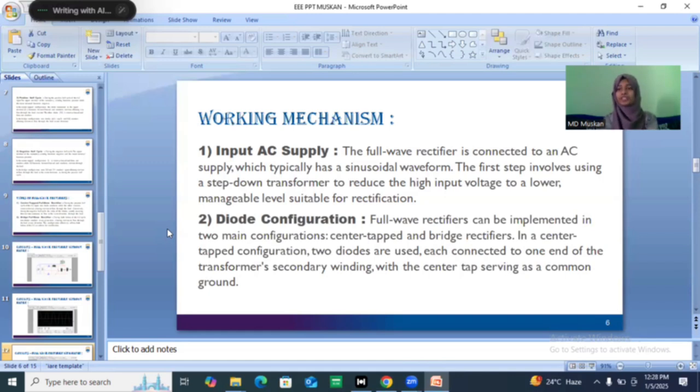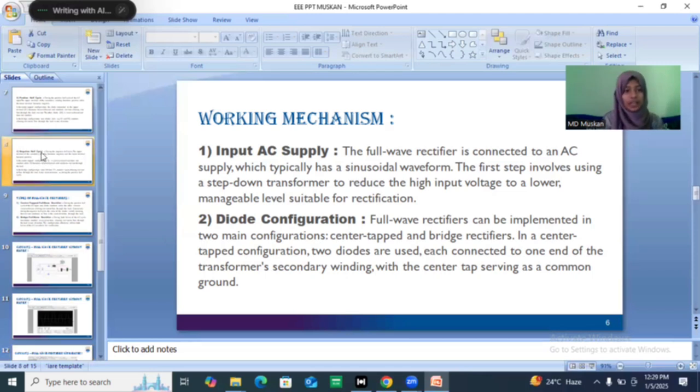Next, coming to diode configuration. Full wave rectifiers are implemented in two main configurations: the center tap and the bridge rectifier. What is the difference between them? In the center tap configuration, two diodes are used, each connected to one end of the transformer secondary winding, with the center tap serving as a common ground.